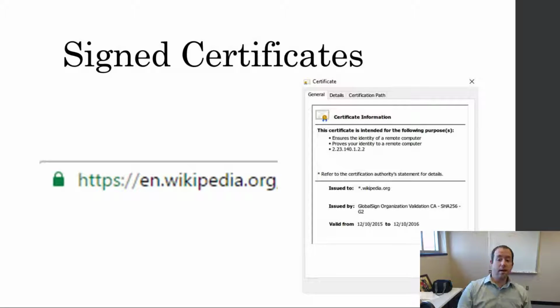And you can see in the case of Wikipedia, it was signed by GlobalSign, and it was signed on, it looks like December 12th or December 10th or October 12th, I guess, depending on how they're showing their dates. And it's good through, must have been December 10th. So it's good through December 10th of 2016. And then after that, they'll have to issue another certificate. And essentially, this proves that I really am at Wikipedia.